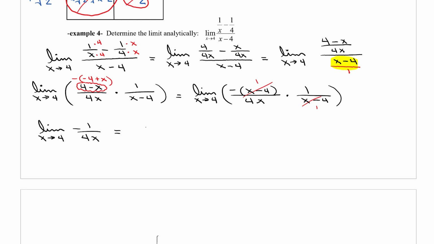We can use direct substitution now, so this is going to equal negative 1 over 4 times 4, which will equal negative 1 over 16. And I'm going to go ahead and box that in, and that's going to be our final answer. So we're ready for example number 5.